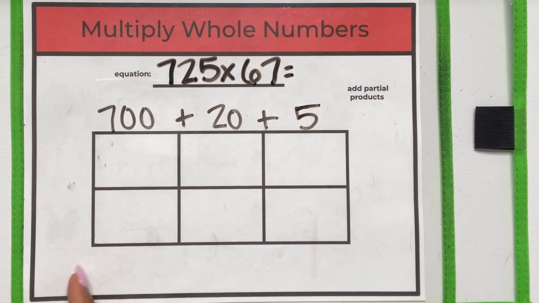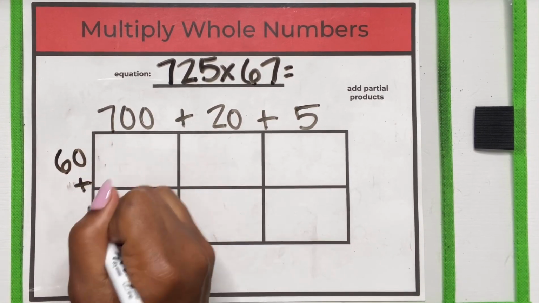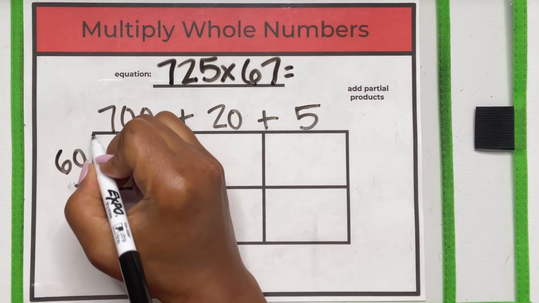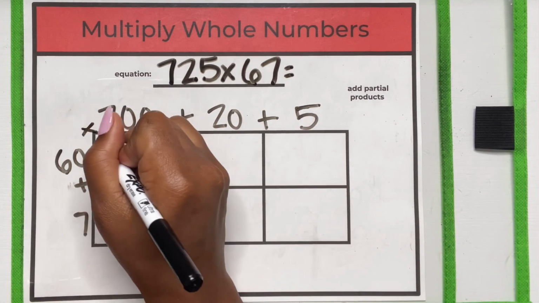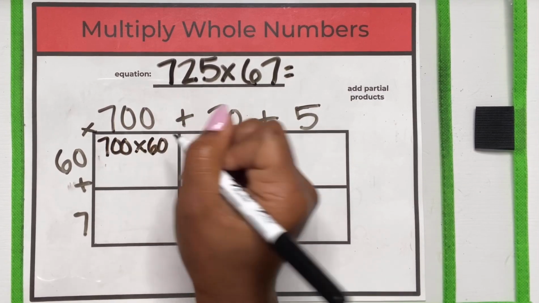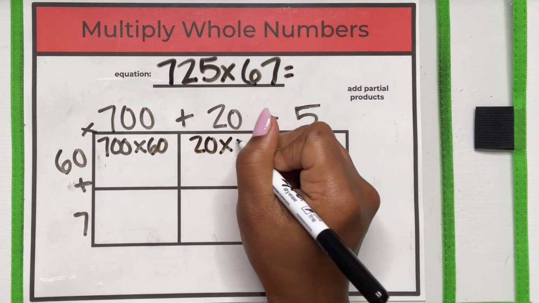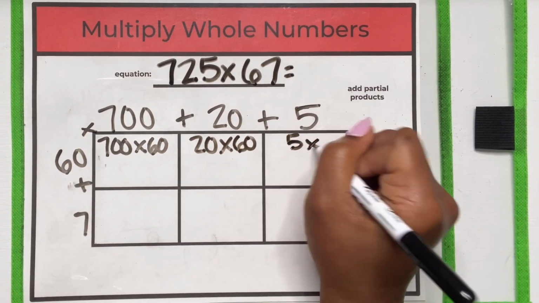$67, remember, put it on this side of the model so that it can label the rows. Pause the video, work it out, and then check. 700 times 60. 20 times 60. 5 times 60.